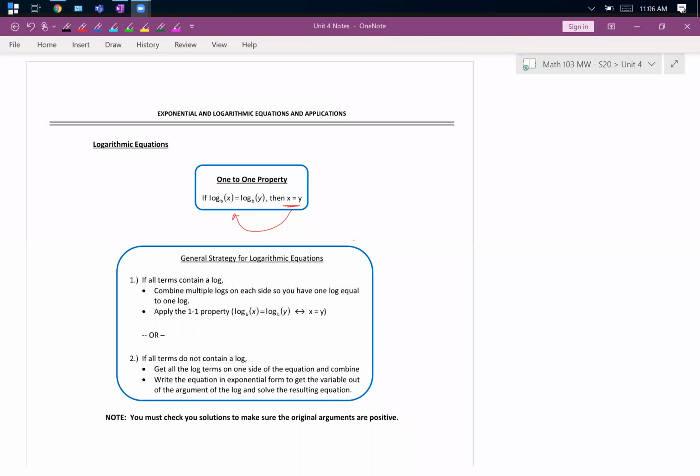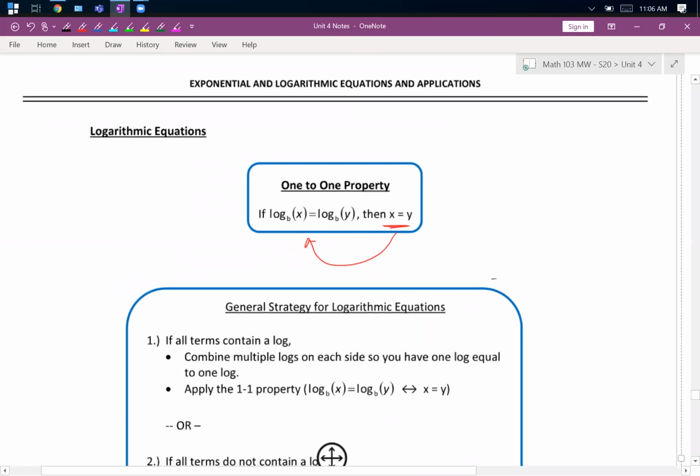Well, I think solving logarithmic equations is a lot easier than exponential equations because there's far less options on what our equation can look like. Just like with exponential equations, we want to try to apply the one-to-one property first. And our one-to-one property for log says that if log base b of x is equal to log base b of y, then x is equal to y.